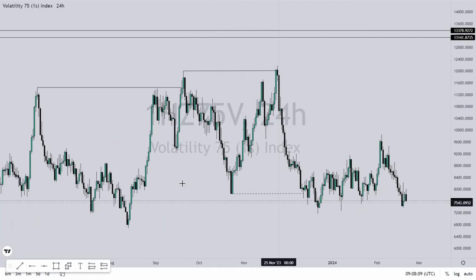Okay, so I am just showing you guys how to mark out structure. I really did not want this to be long, but I had to be detailed about this so that you can know how to mark it out. Okay, so this is our change of character.